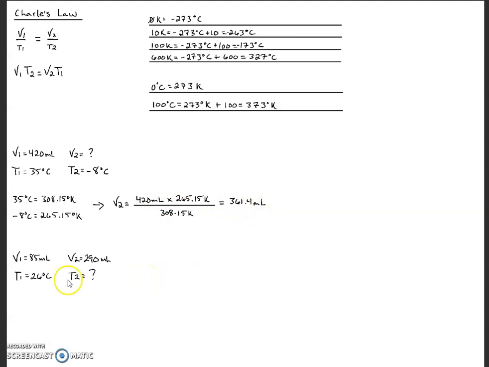So, if you want to pause the video, we've got V1, T1, V2, and we want to solve for T2. I'll give you a second. And here we go. So we want to convert here. 26 Celsius gives us 299.15 Kelvin. So we want to solve for T2. And what are we looking at here? The ratio of one to the other applied to the Kelvin gives us 209.7.